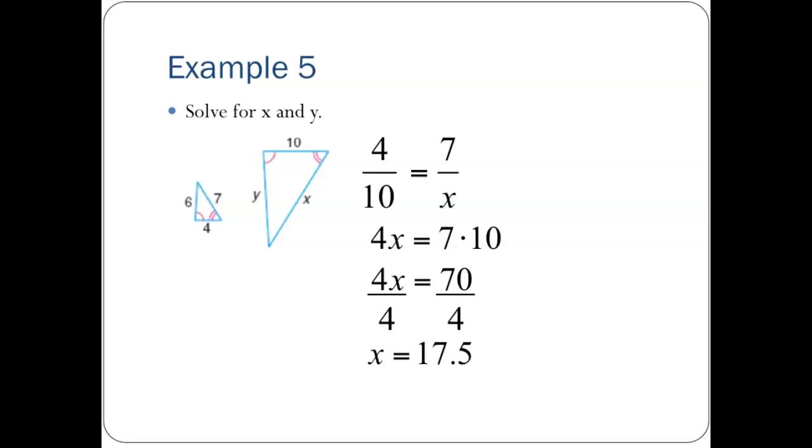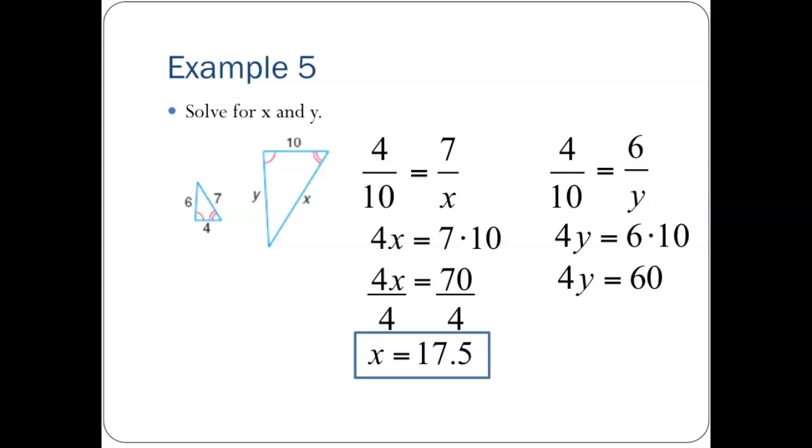All right, now let's solve for y. So 4 over 10 equals, well, y corresponds to which side on the other triangle? Well, y on one side has that angle that only has 1 marking. The corresponding side in the smaller triangle would be the side that's labeled 6. So 4 over 10 is going to equal 6 over y. Cross multiply, we have 4y equals 60. Divide both sides by 4, and that gives us y equals 15.